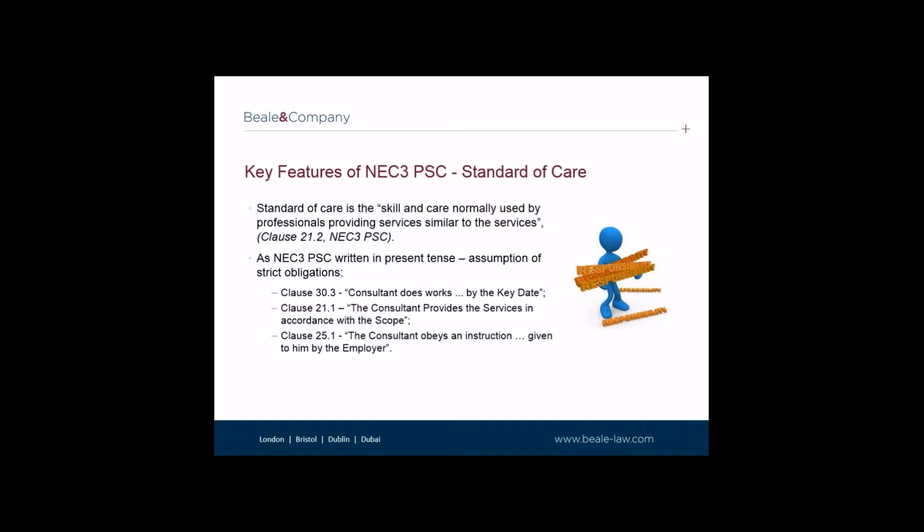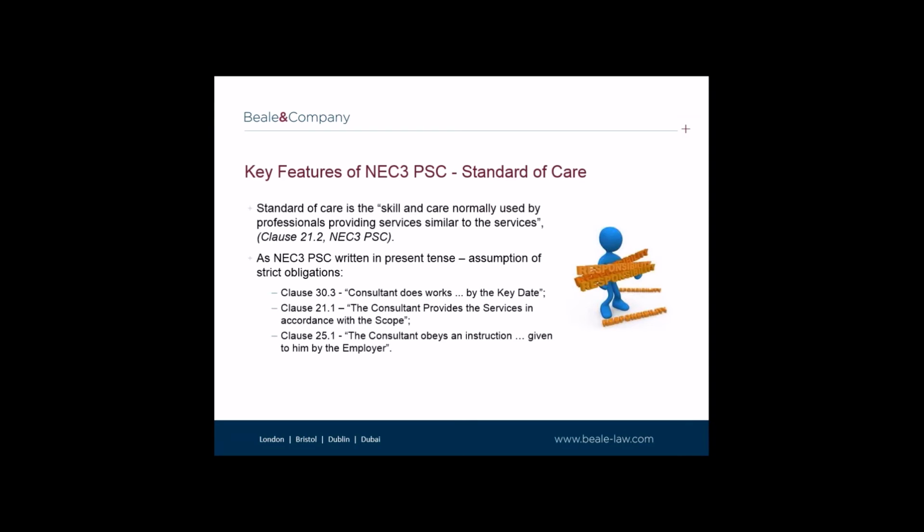However, notwithstanding this obligation, there are various absolute obligations including in the PSC, largely because the PSC is written in the present tense, as I have noted. For example, clause 30.3 provides that the consultant does the work so that the condition stated for each key date is met by the key date. Clause 21.1 states that the consultant provides the services in accordance with the scope. And clause 25.1 provides that the consultant obeys an instruction given to him by the employer.